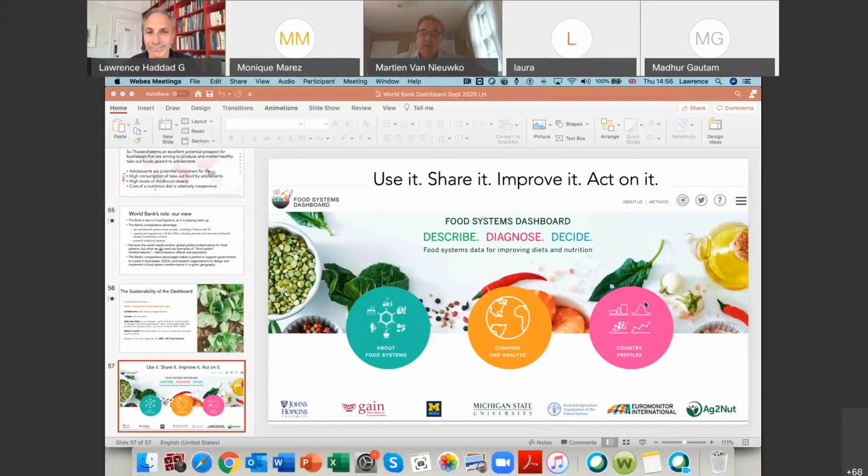So in that sense, my intention is to put this dashboard in the hands of our task teams. We have, of course, staff all across the globe. The bank has offices in most countries, so that they can start using it, and at the same time, maybe also start feeding into the dashboard. I think that would be very useful as well.